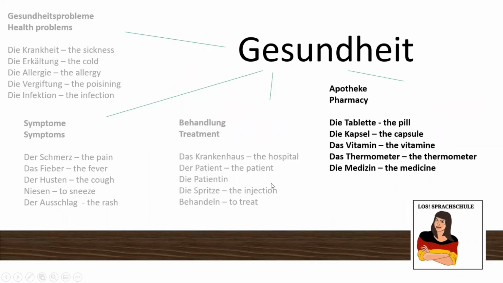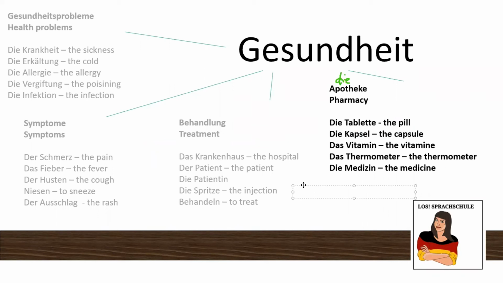Since we talk about getting better, the last chapter today is the pharmacy, Apotheke. If we have it with the article, it's female, die Apotheke. Here we have a lot of things that sound so much the same. You will say, finally, something easy. So let's read. Die Tablette, the pill. Die Kapsel, the capsule, das Vitamin, the vitamin, das Thermometer, the thermometer, die Medizin, the medicine. I think it's all self-explanatory.